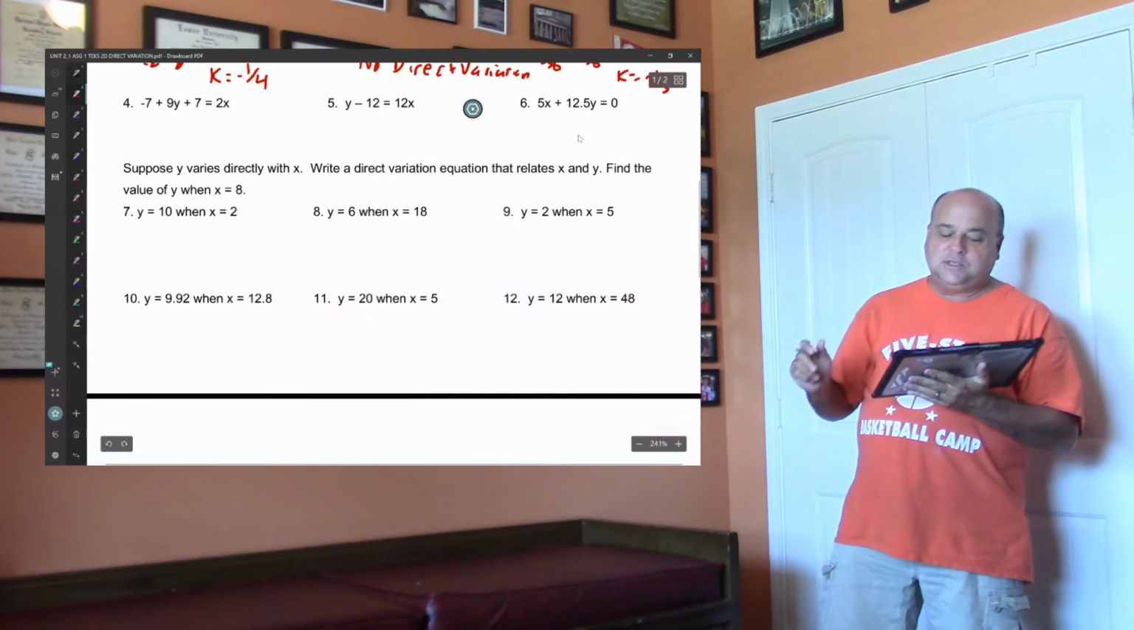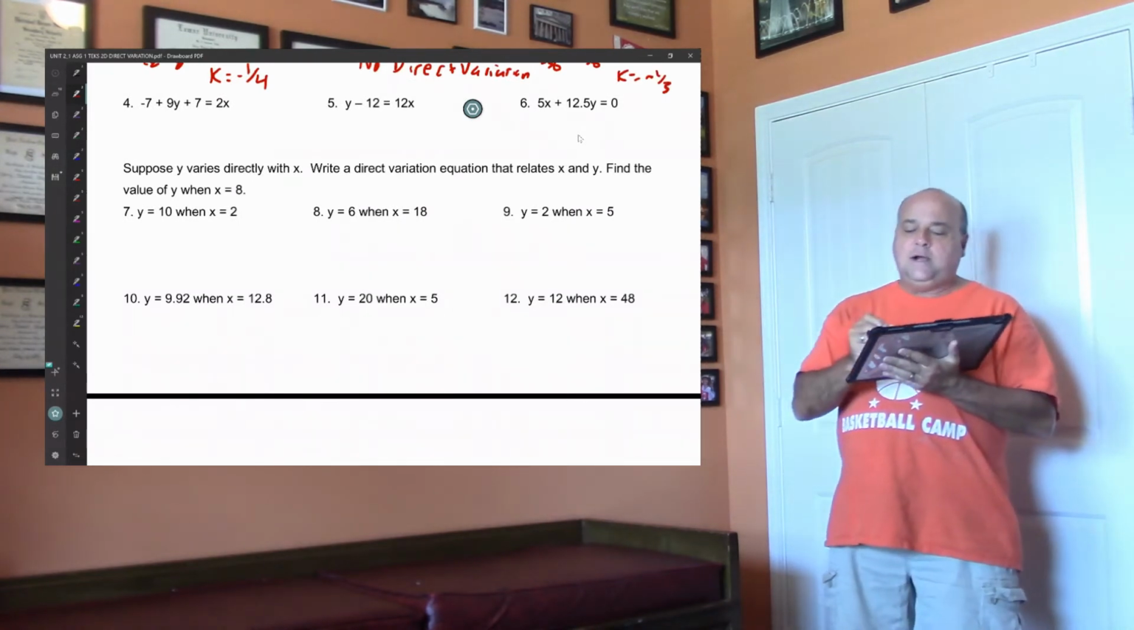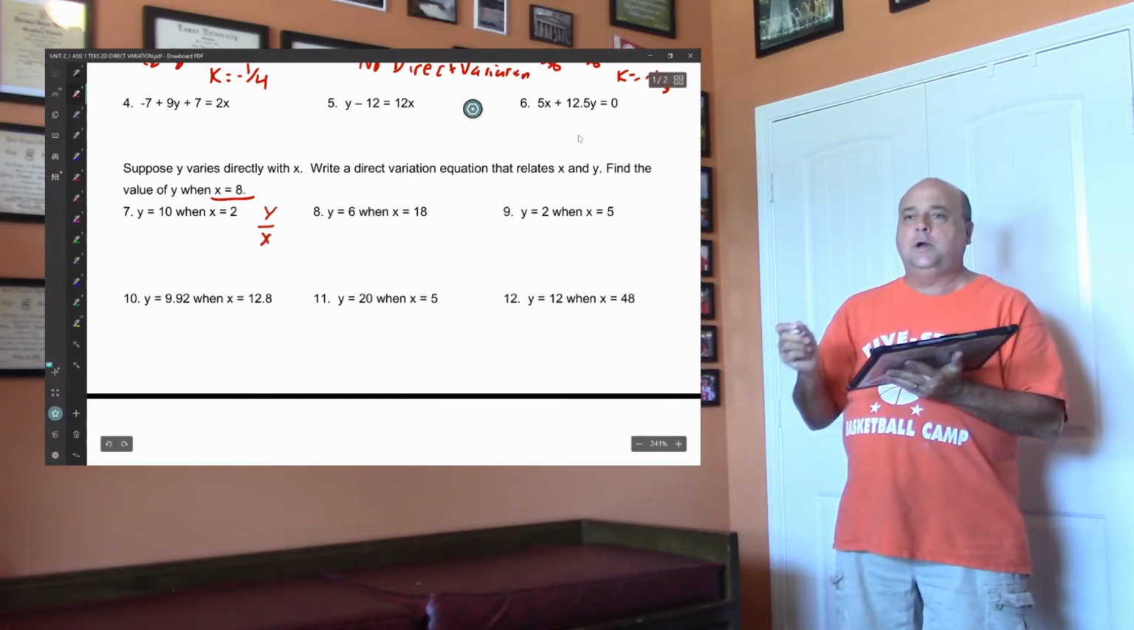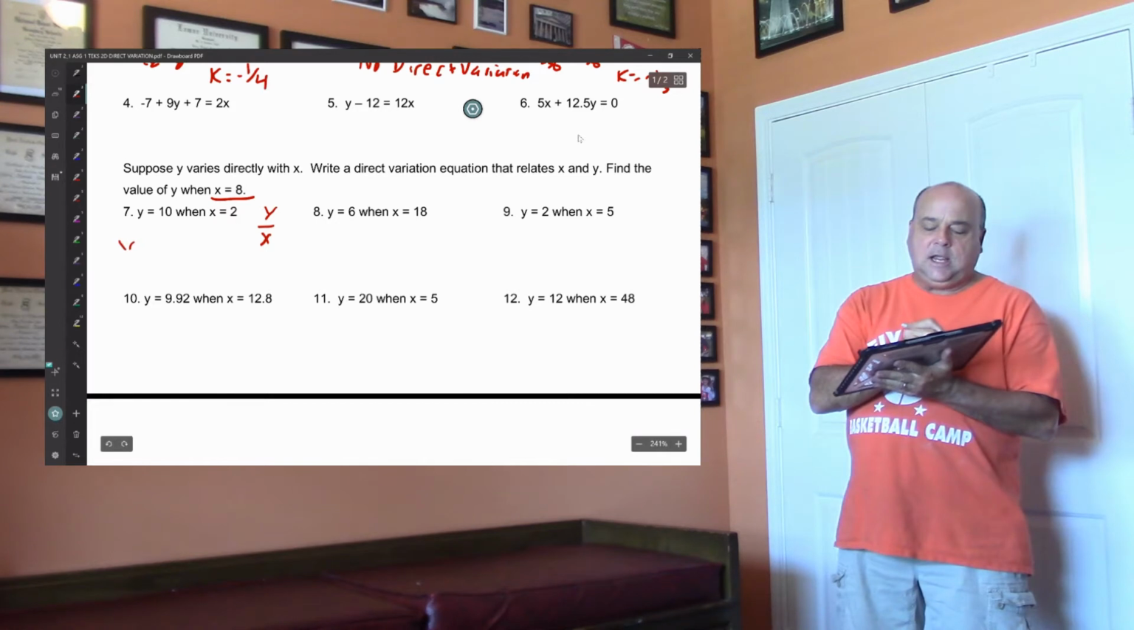So let's go to number 7. On this one right here, we're going to write the equation and then we're going to make x equal 8. So put y over x. That's what we're going to do. Write down y equals, y over x would be 10 over 2, wouldn't it? 10 over 2x, which would turn into y equals 5x, wouldn't it?